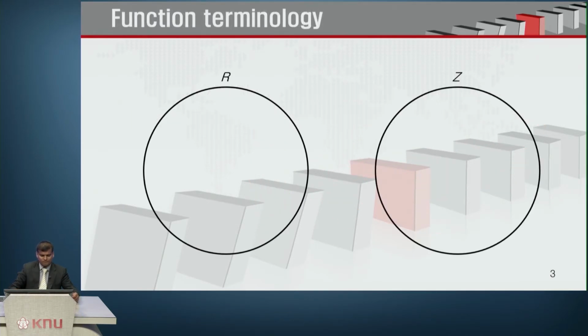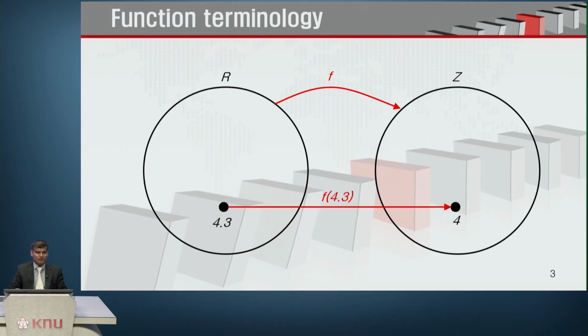Let's move on. Here is an example. We have, for example, R as the real numbers and Z as the integers. So you have a set of real numbers and a set of integers over here, and you are trying to map these elements. That's how your function terminology is building up. So you have a real number 4.3 and you are trying to map it to an integer 4. So f of 4.3 gives us a result of 4.